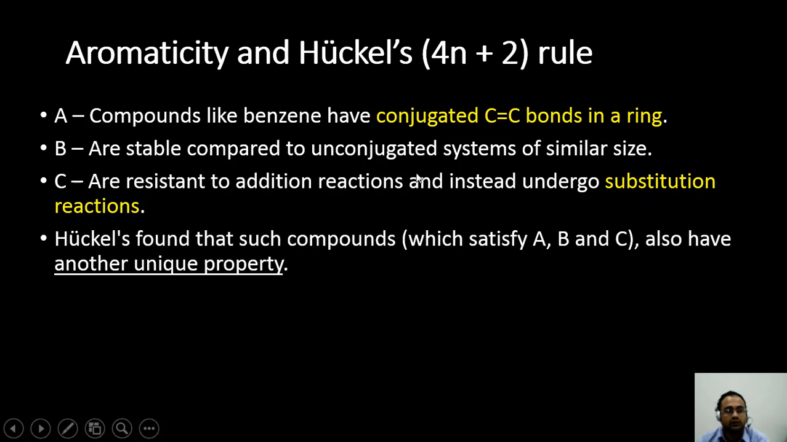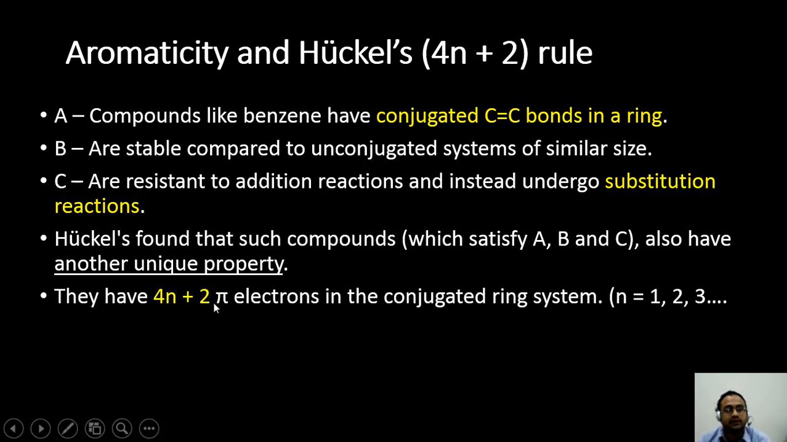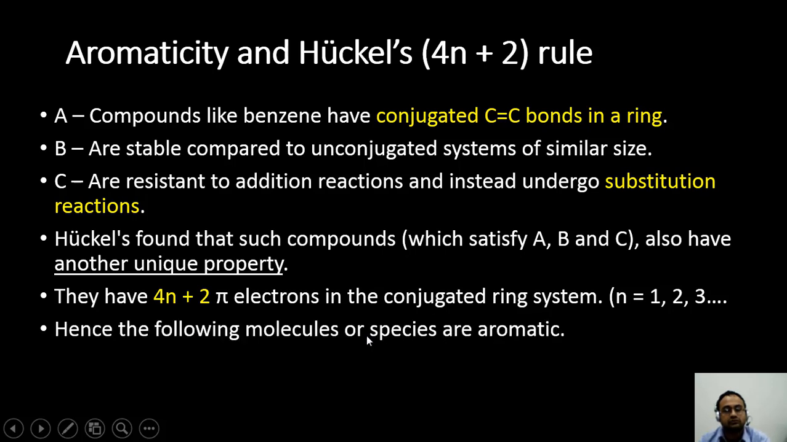Huckel found that such compounds which satisfy all the A, B and C conditions also have another unique property, and this unique property is that they have 4n plus 2 pi electrons in the conjugated ring, where n could be any integer 1, 2, 3, etc. Hence, the following molecules or species are considered aromatic, because in addition to A, B, C, if you count their pi electrons in the ring system, they will satisfy this equation, that is 4n plus 2.